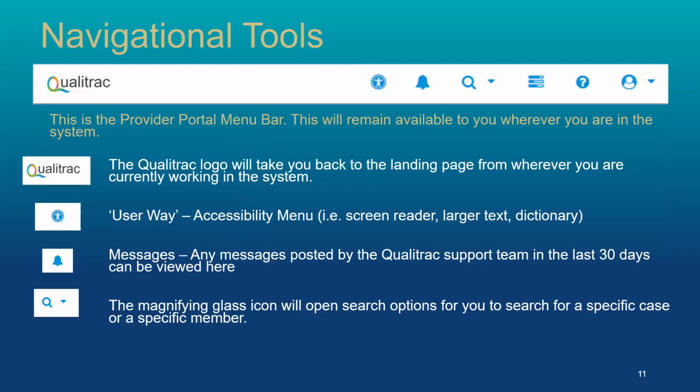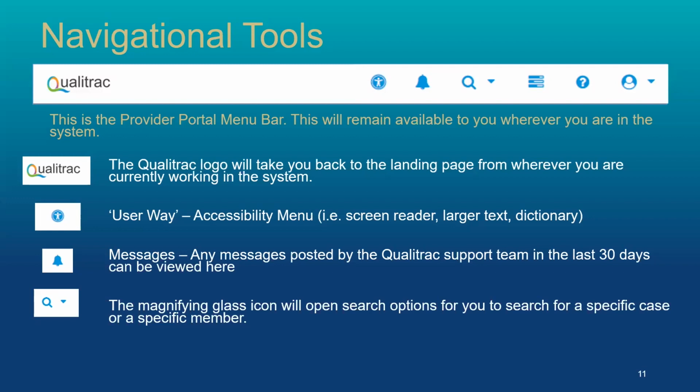So there's a lot of different navigation tools along the top menu bar. The Qualitrac logo icon will take you back to that landing page that we just looked at. So if you're anywhere in the system and you're not quite sure, maybe you're lost and you're thinking, oh shoot, how did I get here? Where do I go from here? And you just want a fresh start, just click the Qualitrac logo. It'll take you back to that main page and then you can start fresh. The next one is the user way, the accessibility menu.